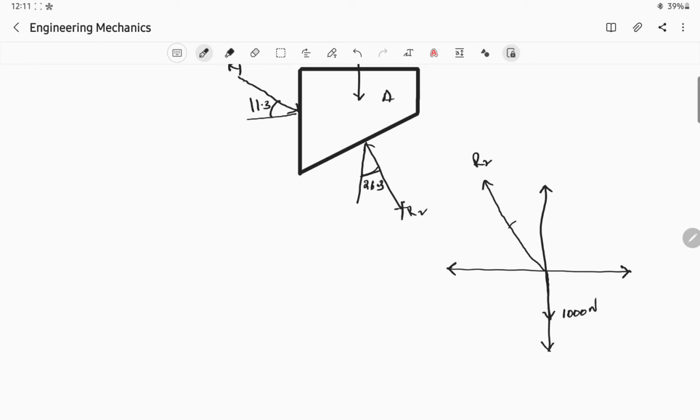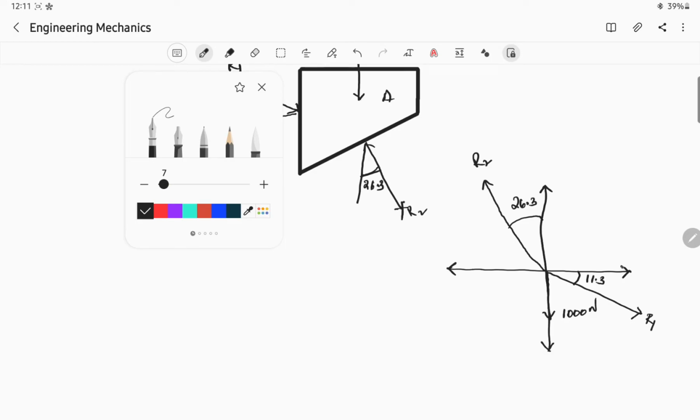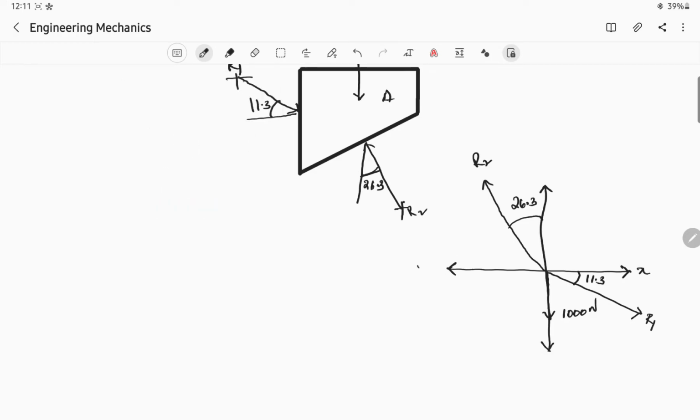R2 makes an angle of 26.3 degrees with the y axis. What about R1? R1 is going in which quadrant? Just simply apply x and y here. It is going in the third quadrant, and R1 makes an angle of 11.3 degrees. Fine, so we have three forces. This is the x axis, this is the y axis, this is minus x and minus y.